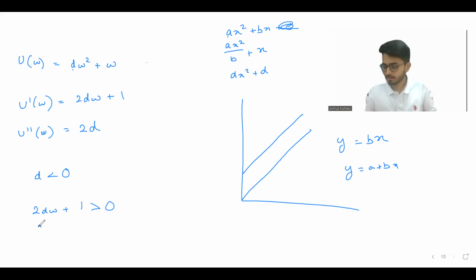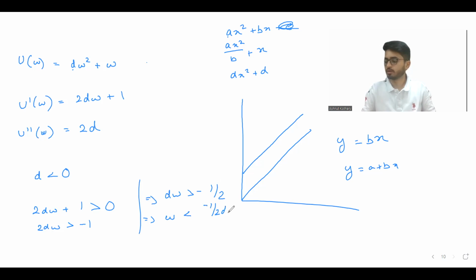2dw is greater than minus 1, which implies that dw is greater than minus half. We know that d is negative, which implies that w is less than minus 1 by 2d. What it means is, as long as W is less than minus 1 by 2d, my first derivative will be positive. So this utility function is valid for this interval.